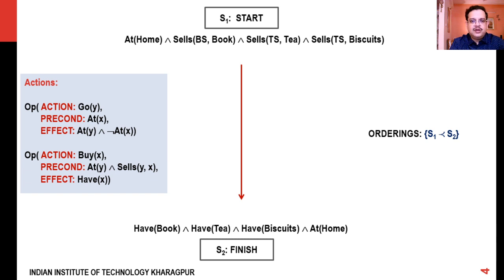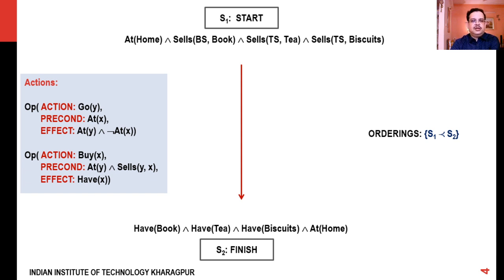Now you may wonder that at the start action we did not specifically say whether I have tea or not. By default, whenever there is nothing specified, we will assume that that predicate does not hold. So we will assume that in the initial state only those four predicates that are shown there are true. Have tea, have biscuits, these are not true. Have book is not true, because they are not explicitly specified in my initial state of knowledge. So anything which is not explicitly specified in a given state is assumed to be false.